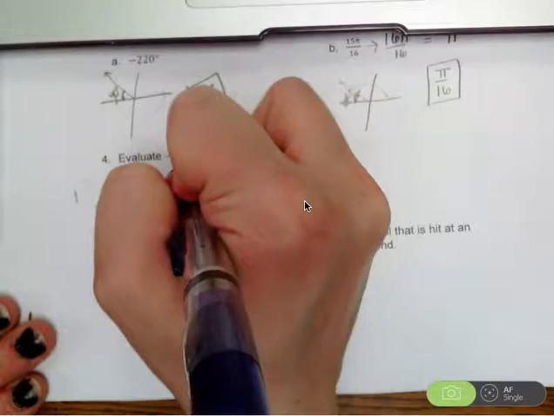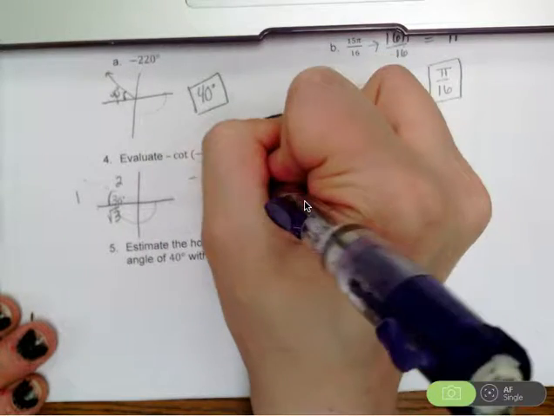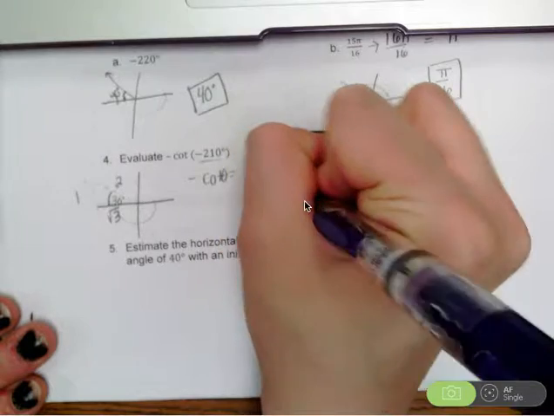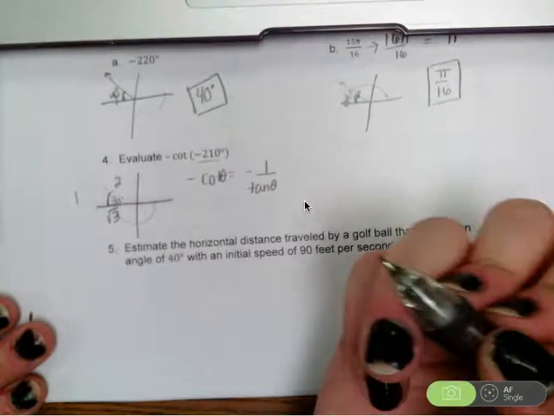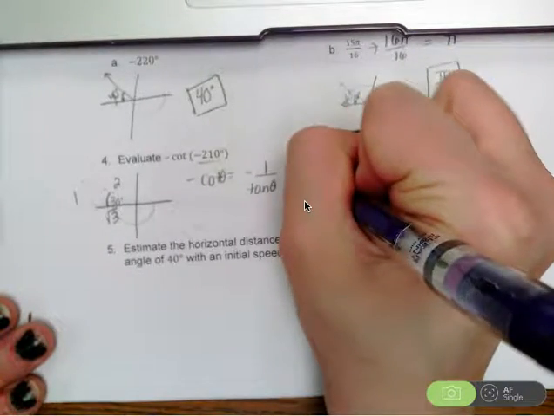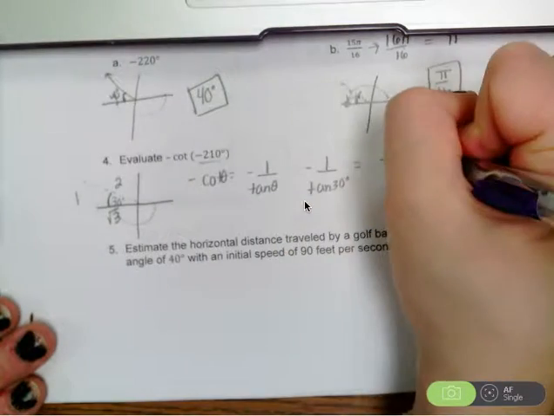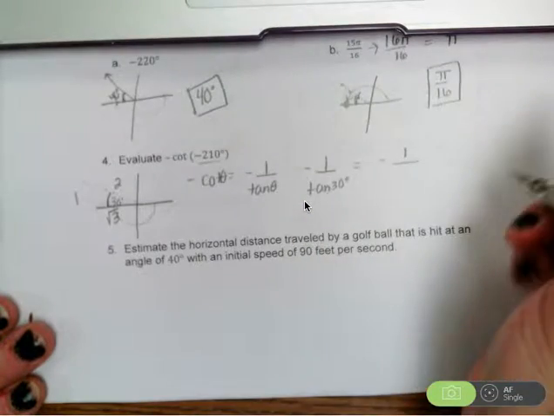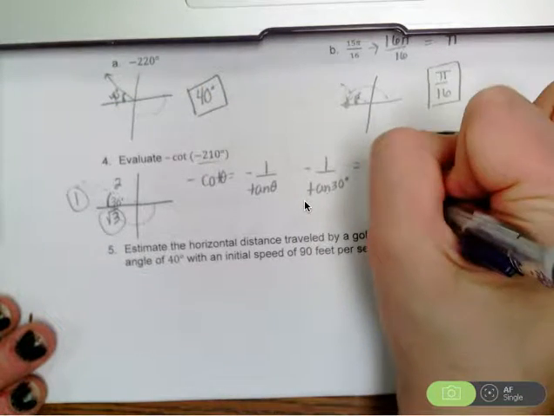So the negative cotangent is the same thing as negative 1 over the tangent, right? And the reference angle that we're going to be using is 30 degrees because that's the degree to create our triangle. So really what we're finding is negative 1 over the tangent of 30 degrees. The tangent of 30 is the opposite over the adjacent, so 1 over the square root of 3.